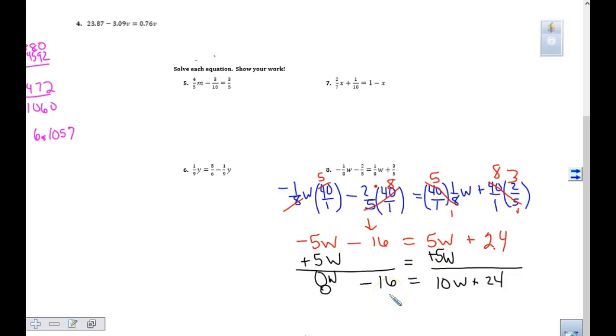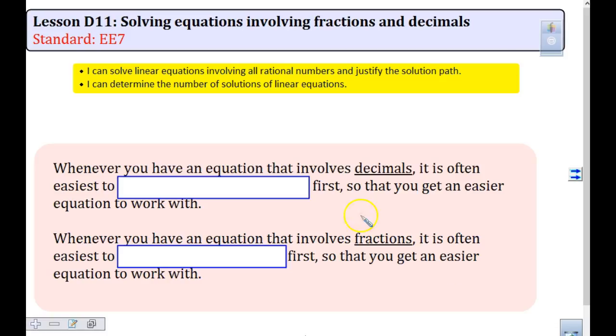So what I would like for you to do is set this workbook aside, because a little later in class I want to get your quizzes back to you today. And I want to take our notes on D11, and then talk about what your assignment is on D12.